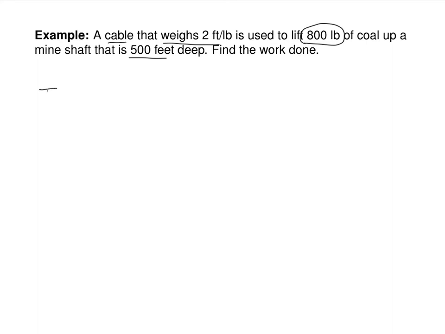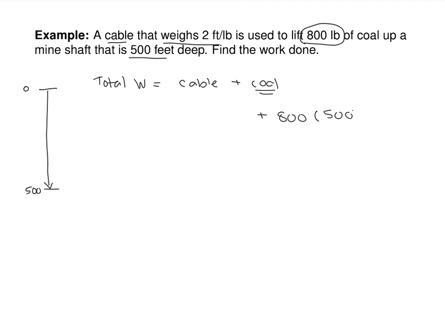So you have this shaft. It is 500 feet to the bottom. We'll call that 0, call that 500. And the total work is going to equal the work for the cable plus the work for the coal. And it turns out that part's pretty darn easy. That coal part will just be given by force, which is 800 pounds, times distance, which is 500. So on the end, we're just going to have to tack on a huge old 400,000.